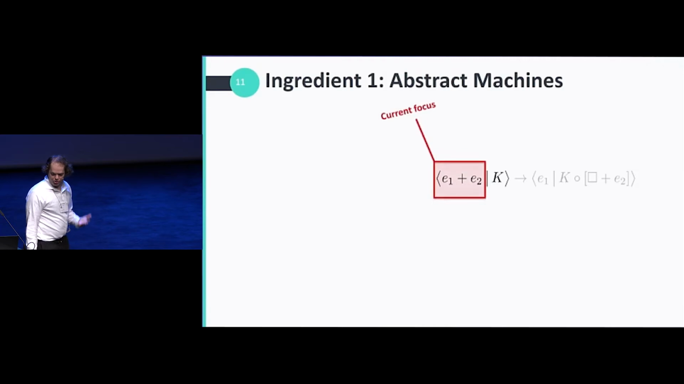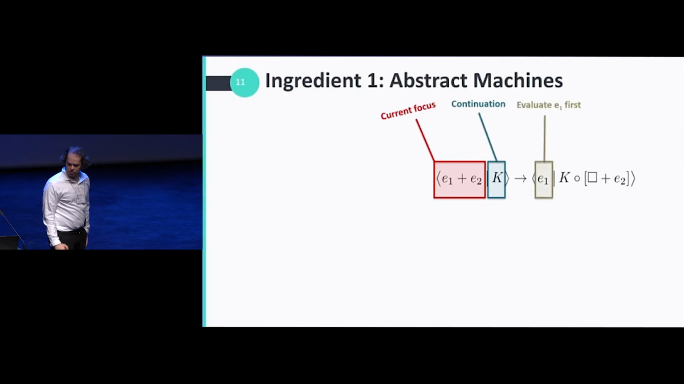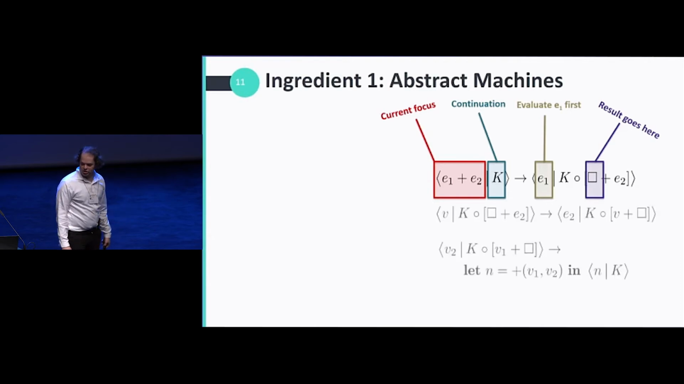This is a quick primer on abstract machines. The abstract machine state has two things. It has the current subterm you're focusing on and a continuation. Now, sometimes you have some more stuff in there, but these are the two basic things. And then when we step, well, for this one, we're going to descend into E1. And then after we're done evaluating E1, we plug it into the whole plus E2. So we're going down the stack.